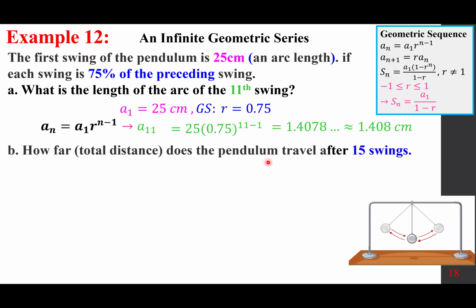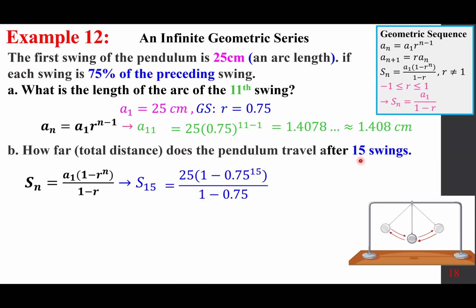How far, or what total distance, does the pendulum travel after 15 swings? So it goes this much, comes back, back and forth, back and forth. They want to know the total size. Therefore, we're going to go with the S sub n, and n is 15, everybody. We just plug in, which means 25 times 1 minus 0.75 to the power of 15, over 1 minus 0.75, which of course is 0.25. You do that, multiply by 25, and you end up getting 98.664 centimeters.